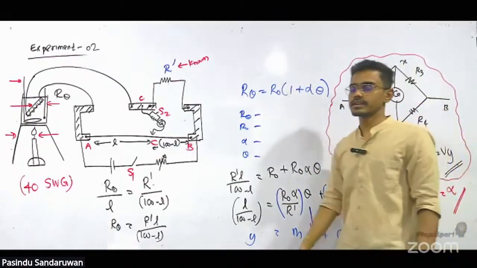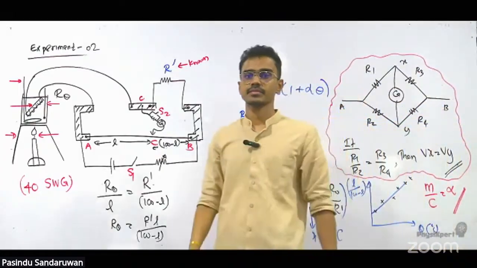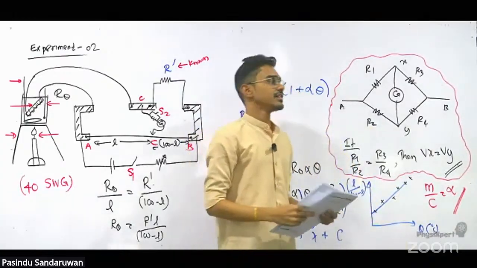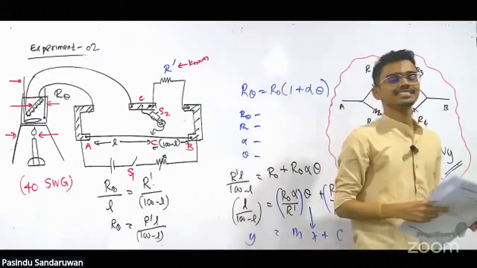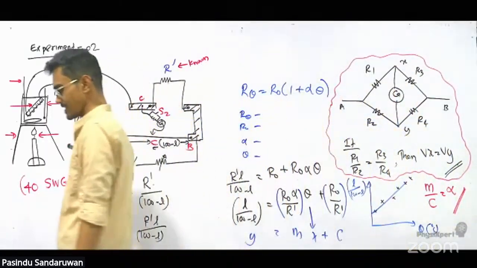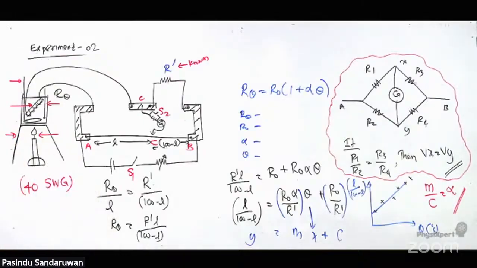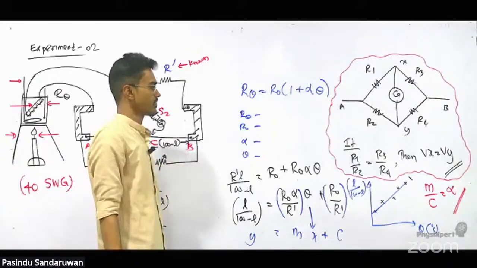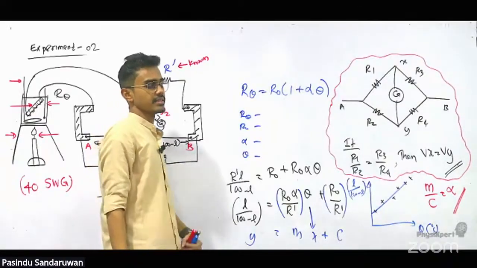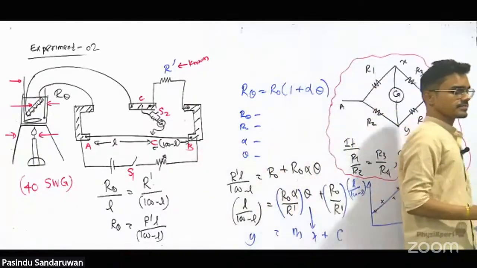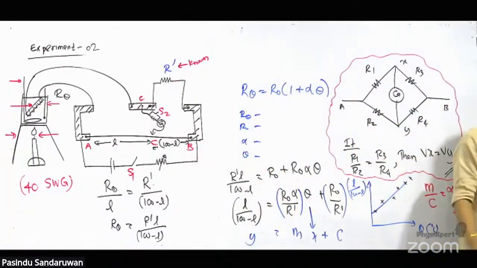R theta: resistance at theta degrees Celsius. R naught: resistance at 0 degrees Celsius.